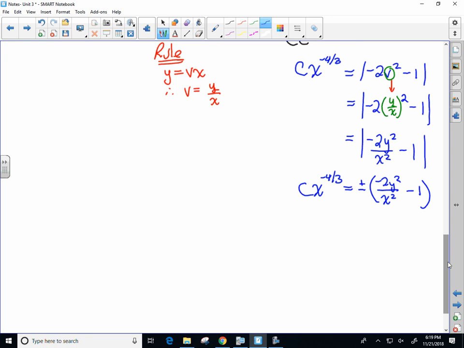But then I can actually just drop the plus or minus. Because if I were to divide both sides by plus or minus 1, the c would absorb that. And it would still become cx to the negative 4/3.